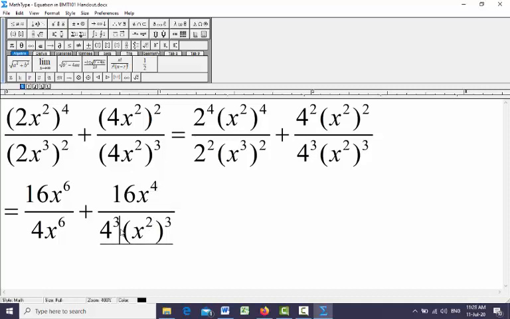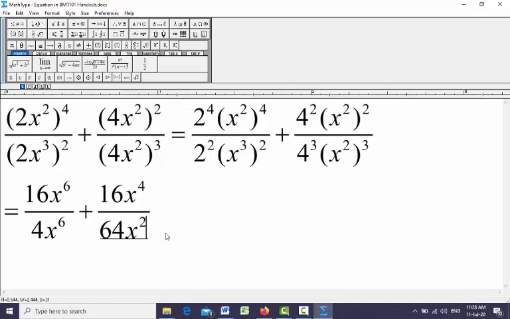So now we have 4 cube, which means 64. Here we can write 3 multiplied by 2, that means 6. Let me check if I have typed correctly. No, this one is not correct. 4 multiplied by 2 is 8, it should be 8. So 16, and x square to the power 4 gives x to the power 8. So here 4, x to the power 6. Here we will have 16 and x to the power 4. Here we will have 64 and x to the power 6. Yes, now it's correct. So you should always check if you have written correctly or not.